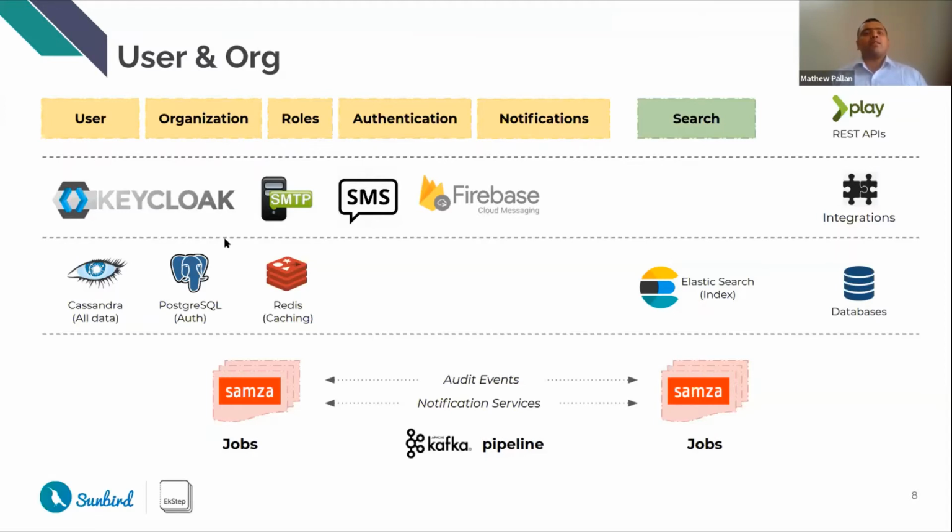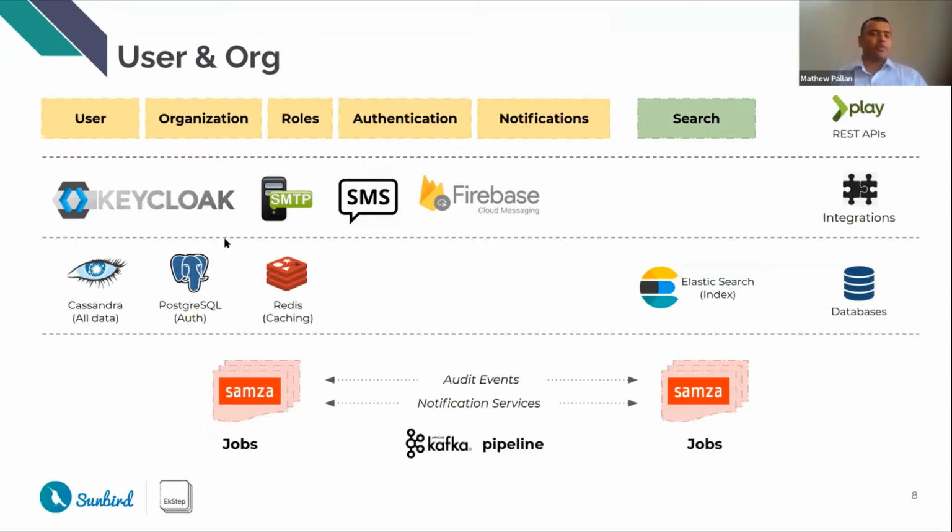Another key facet of the user org subsystem is notifications. All of us know how important notifications are when you want to reach out to your users. And we have ready integration with SMTP, SMS, and Firebase Cloud Messaging out of the box. And we also support multiple types or modes of notification.